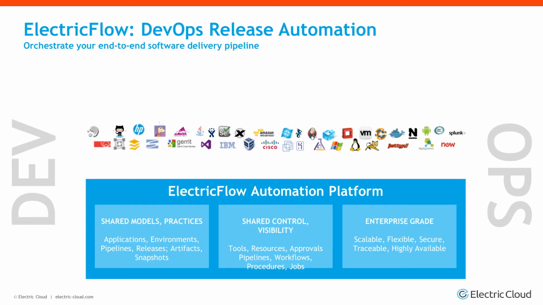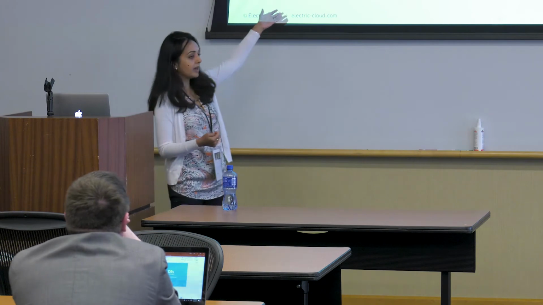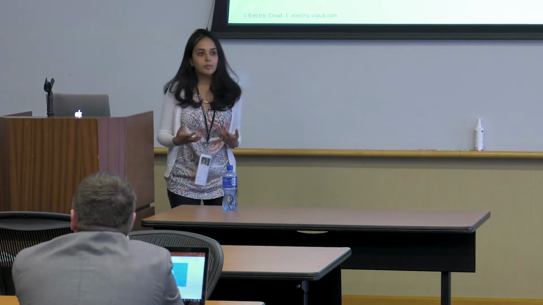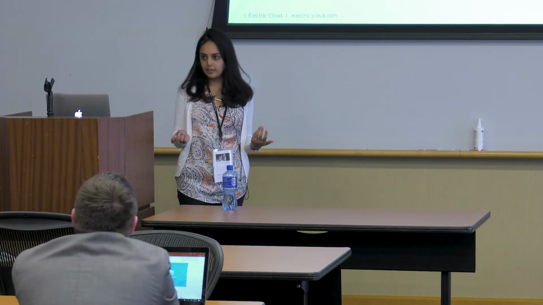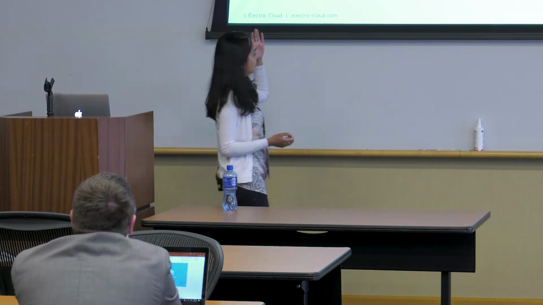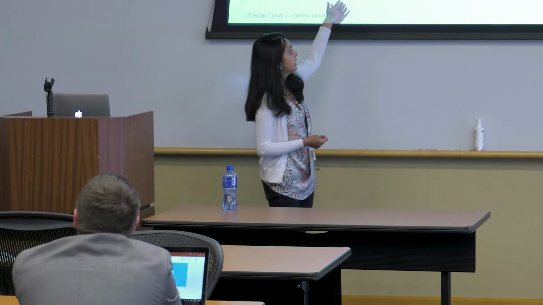So I'm just going to talk a little bit about Electric Flow, our DevOps release automation platform. You can orchestrate your end-to-end pipelines. We have this base platform that we've had around for many years now, which is a very flexible, robust platform for any automation that you might want to do, where we provide you shared models and practices.